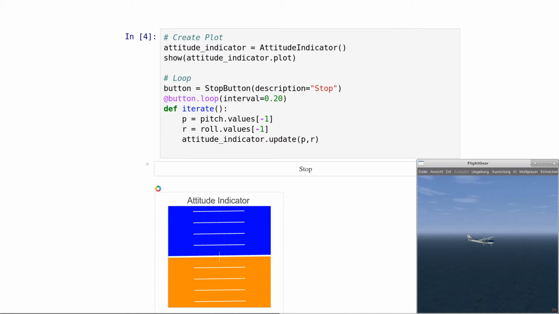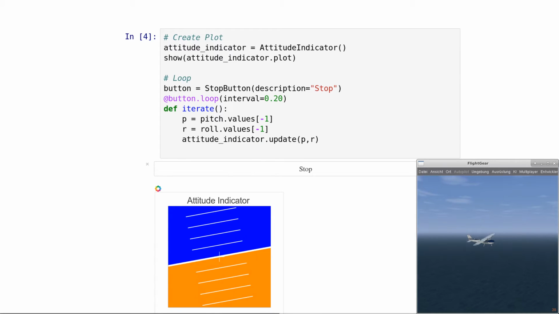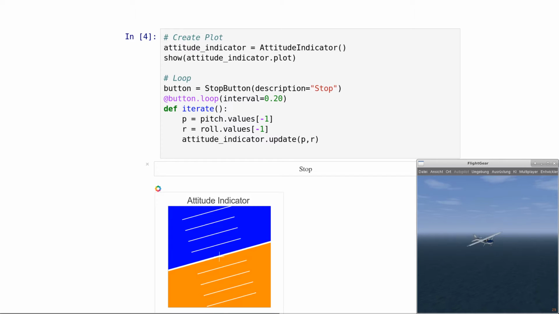This is an attitude indicator realized in Bokeh. The real-time pitch and roll values are used to update the plot dynamically. The blue and orange part simulates an artificial horizon which turns with the airplane. This kind of instrument is often found in plane cockpits.